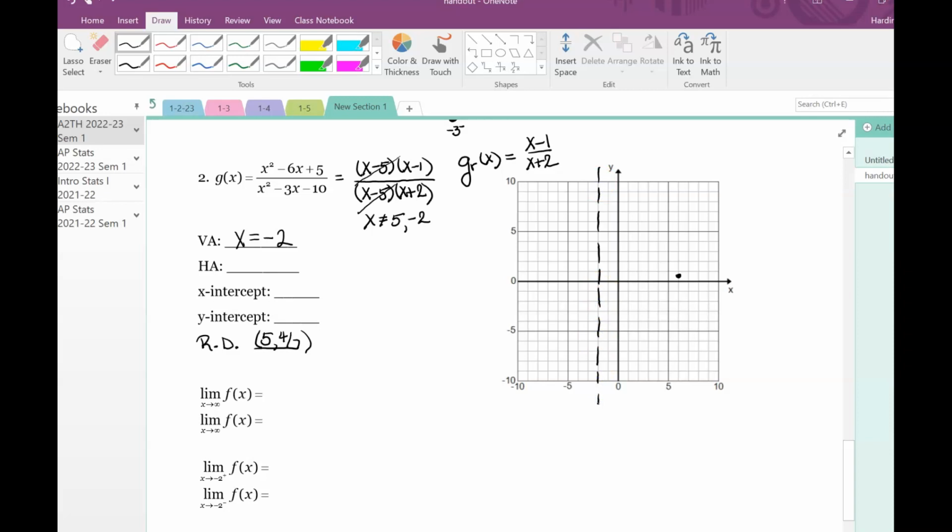All right, horizontal asymptote, they are exactly the same degree. So I'm going to look at leading coefficients, 1 over 1. So horizontal asymptote at 1. X-intercept, what makes the numerator up here equal to 0? A 1 does. So 1, 0 is an x-intercept. The y-intercept, plug in 0, that is 0, -1/2.